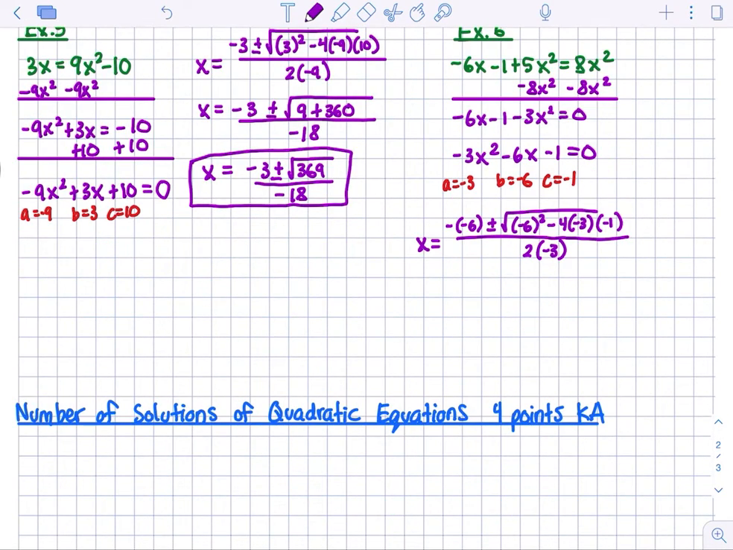Alright, x is equal to negative times negative 6, which is a positive 6. Negative 6 to the second power is 36. Negative 4 times negative 3 times negative 1 is negative 12. All over 2 times negative 3 is negative 6. So x is equal to 6 plus or minus square root of 24 all over negative 6.